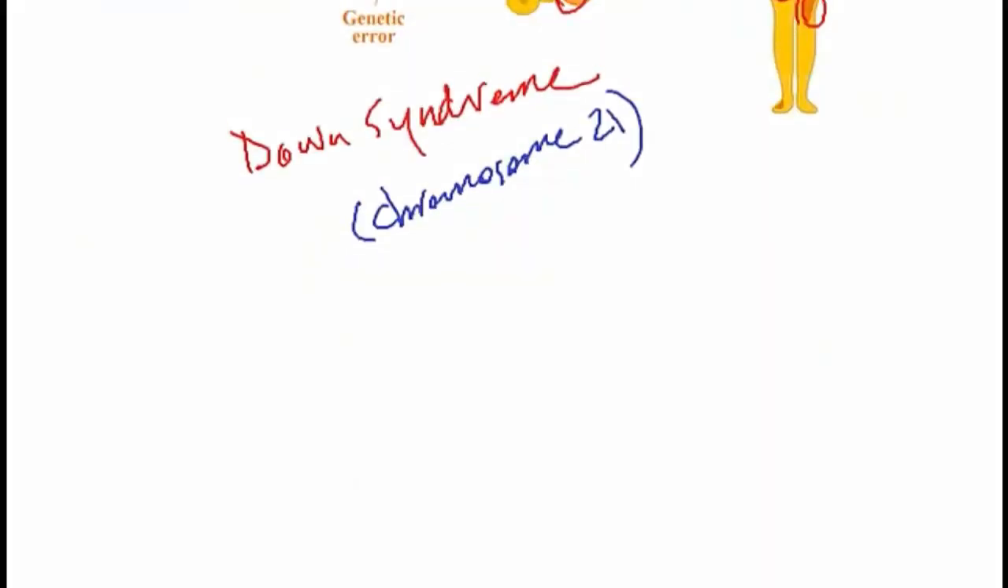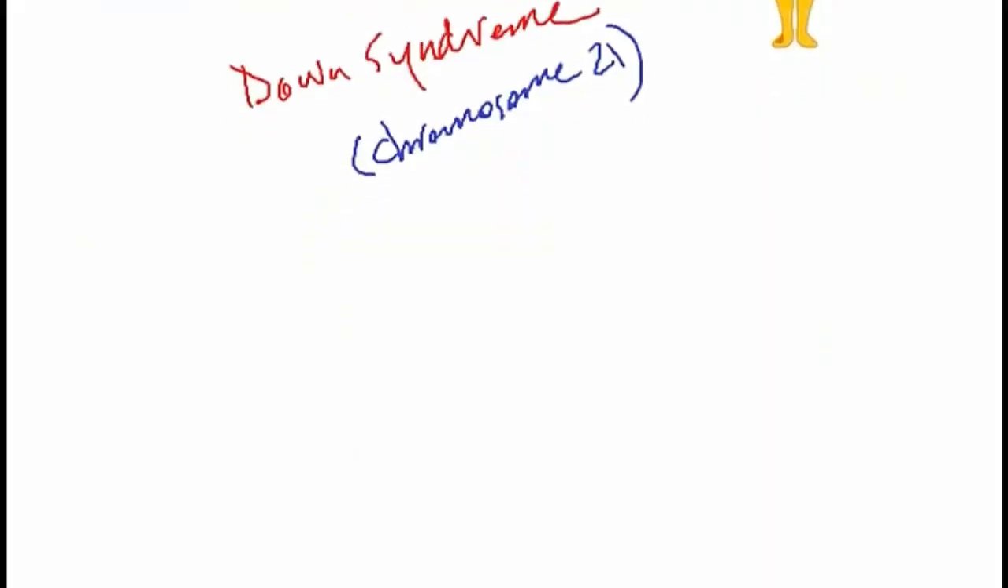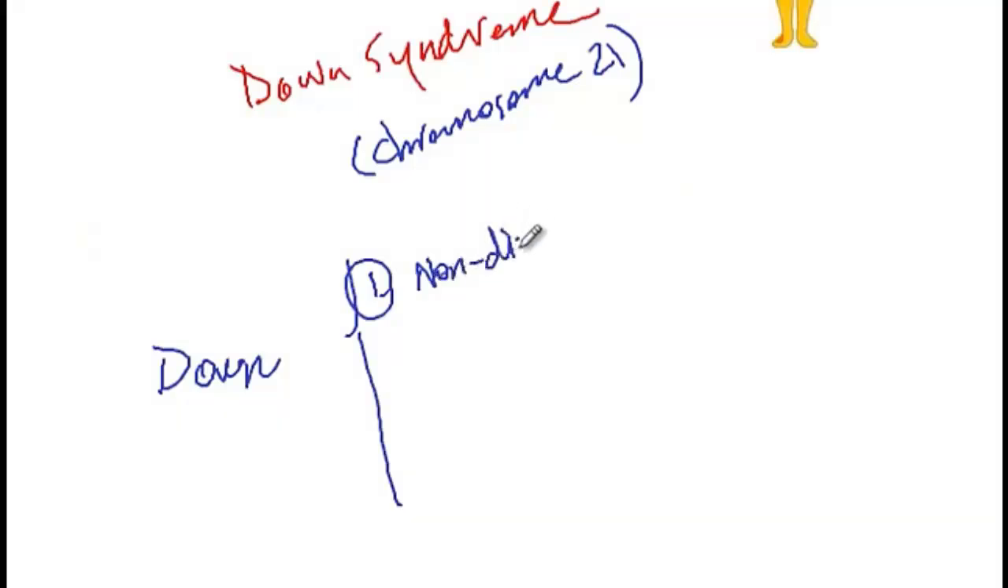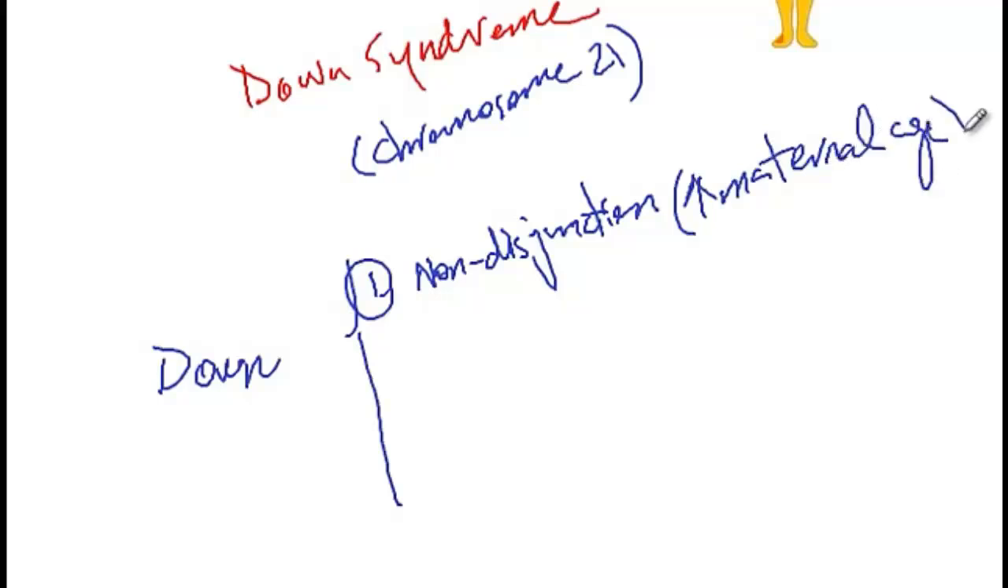So I would like to remind you that Down syndrome can happen through three different mechanisms. The first one is non-disjunction of homologous chromosomes, which is commonly associated with increased maternal age. And this first condition accounts for 95% of the cases of Down syndrome.